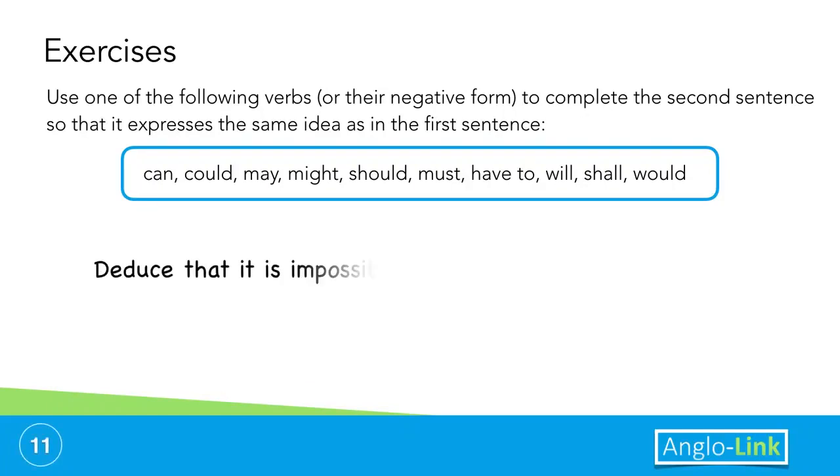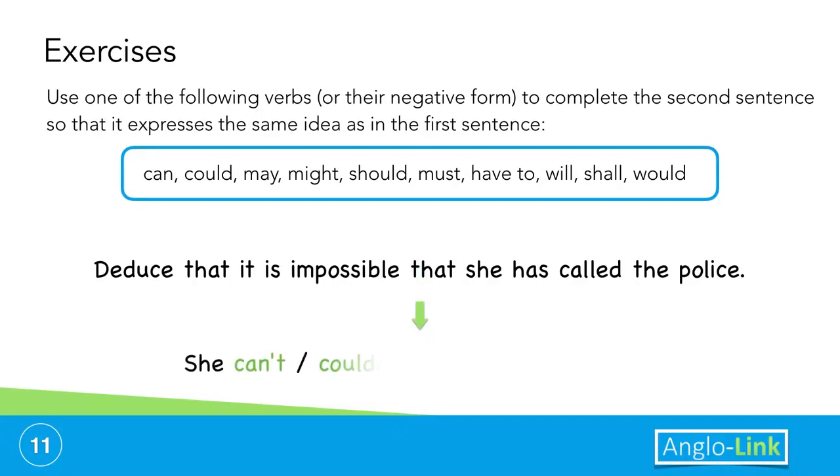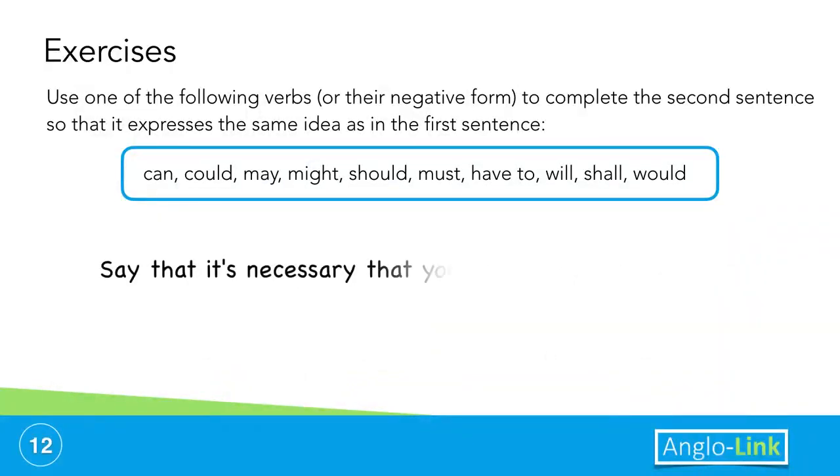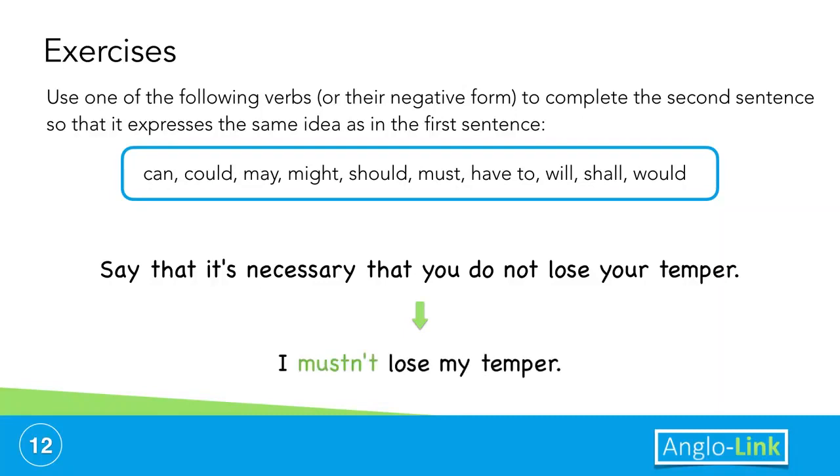Number 11. Deduce that it is impossible that she has called the police. A negative deduction, your modal verbs are can't and couldn't. She can't have called the police, or she couldn't have called the police. Number 12. Say that it's necessary that you do not lose your temper. A necessity felt by the speaker. I mustn't lose my temper.